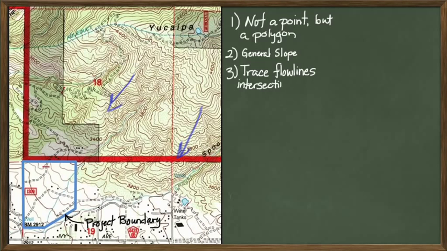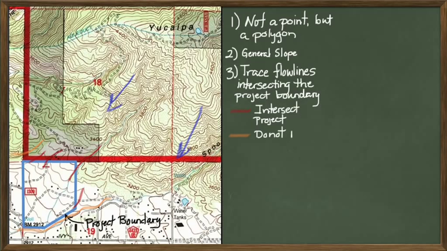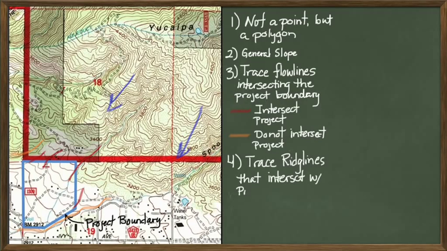Again, you want to trace the flow lines, but you want to trace every flow line that you see intersecting the project boundary. So here you have all the red lines that I'm showing as intersecting the project boundary. And then we've drawn these other ones, the orange ones, that do not intersect the project boundary. So we have some amount of flow that's going to miss our site. So again, we'll trace the red lines, start with those that intersect our project boundary.